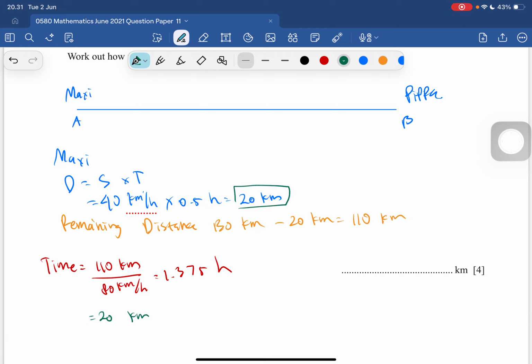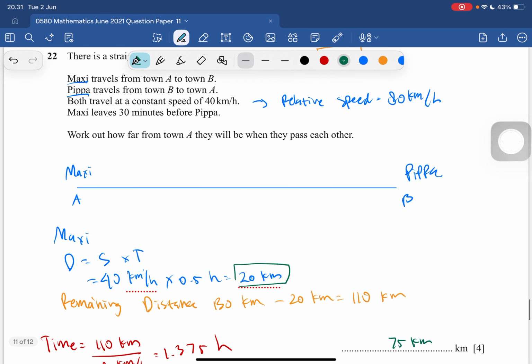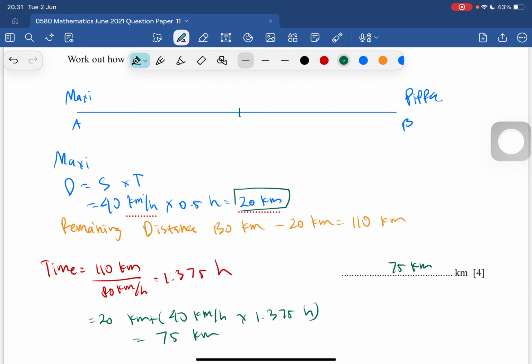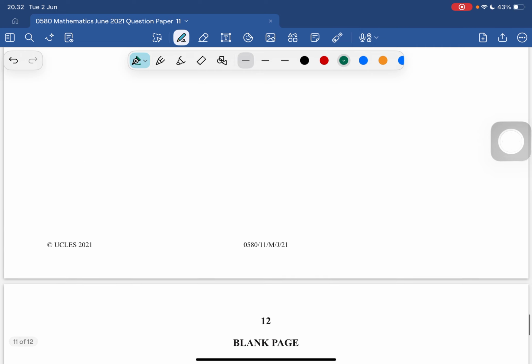Okay, so the distance from A when they pass each other is 20 km, because Maxi started with 20 km, plus the constant speed of 40 km per hour multiplied by 1.375 hours. So they will meet at a distance of 75 km from A. Approximately they will meet here, 75 km. They meet each other between A and B. Okay, there it is. Thank you.